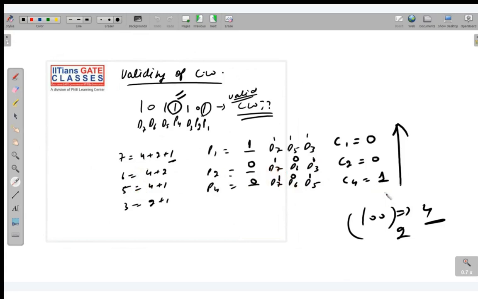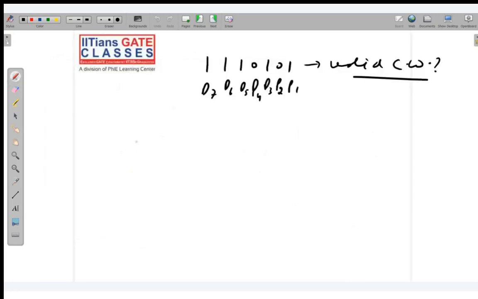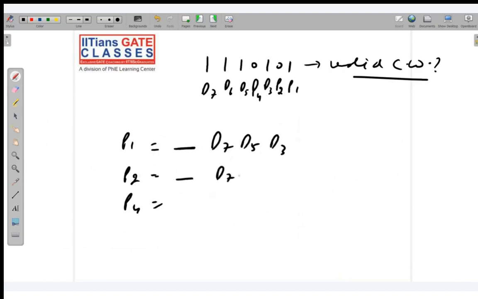So let me do that. I will write here P1, P2, P4. By imagination, I will write D7, D5, D3, odd only. P2: in 7 we will have, in 6 we will have, in 5, 2 will not be there, in 3 it will be there. P4: in 7, then in 6 and then 5. Any doubt? If you are able to map it with binary, you can map that with binary also.